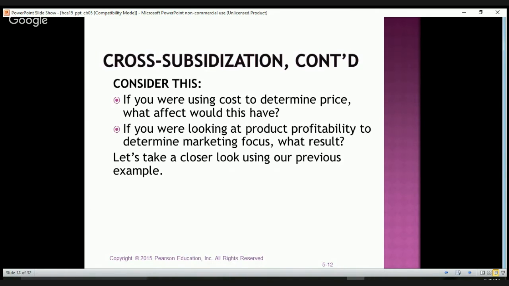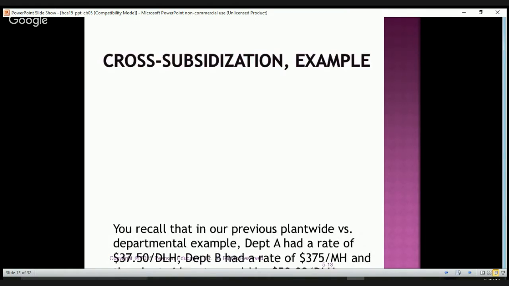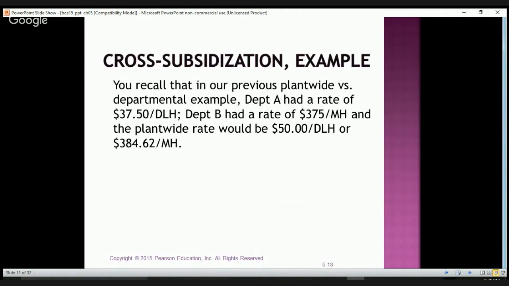So consider this. If you were using cost to determine price, what effect would that have? And if you were looking at product profitability, determining market focus, what would result? Let's take a look at our previous example. You recall from the previous example, we have a department rate of $37.50 for Department A, and a rate of $375 in Department B.